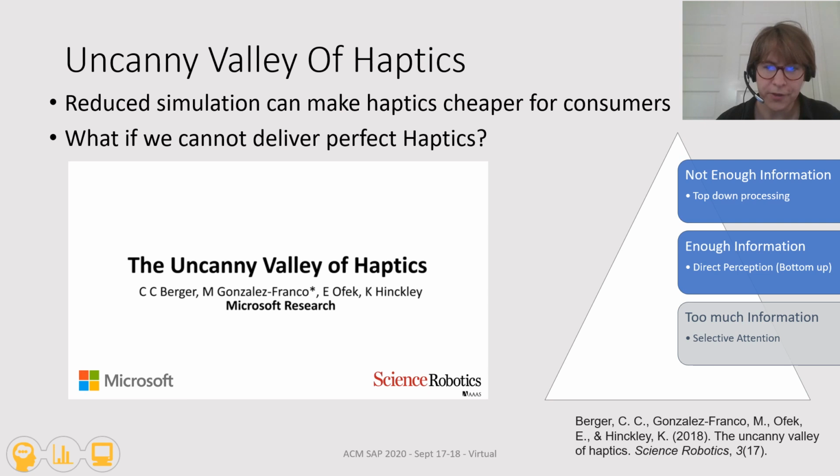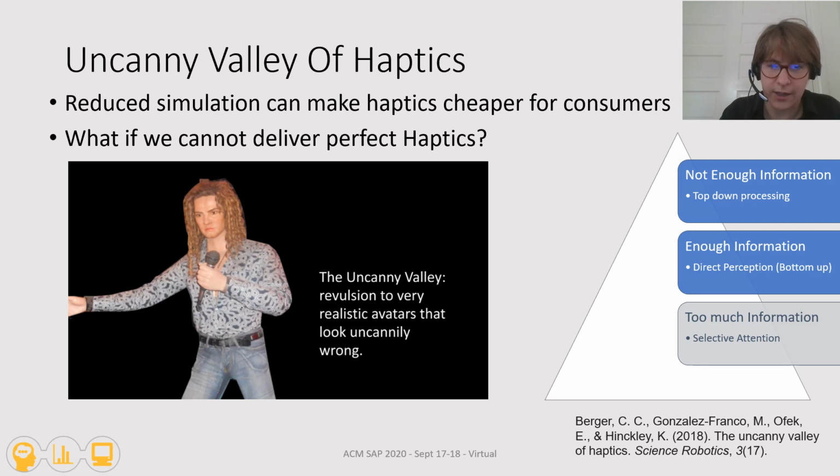We further explored this idea that we're very error-prone, and how to really understand this top-down processing and direct perception, how much you can have of both of them. We find that you can have reduced simulation that can make haptics cheaper for consumers. But what happens if, on the contrary, we're getting better haptics, but we cannot deliver perfect haptics? We found that we can have an uncanny valley of haptics, precisely similar to the uncanny valley you can find in vision, but in haptics.